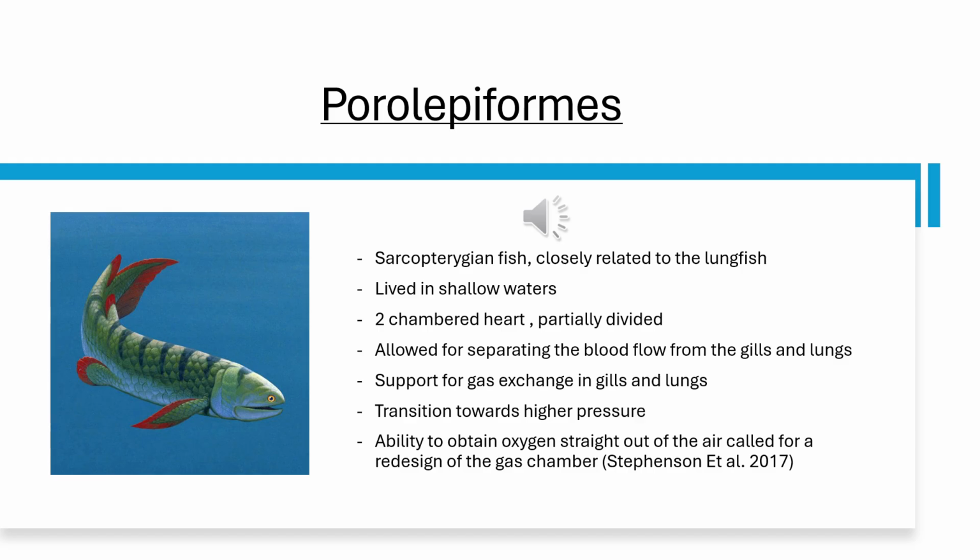It also set the stage for support for gas exchange in the gills and lungs, as well as higher pressure once these vertebrates transitioned onto land. One of the things that I read about is their ability to obtain oxygen straight out of the air, for a redesign of the gas chamber. This is most likely one of the evolutionary mechanisms that was involved in the change to the heart in these life forms.